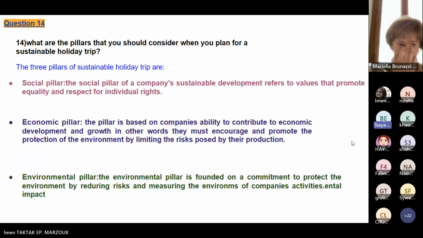Third, the environmental pillar. The environmental pillar is founded on a commitment to protect the environment by reducing risks and measuring the environmental impact of companies' activities.